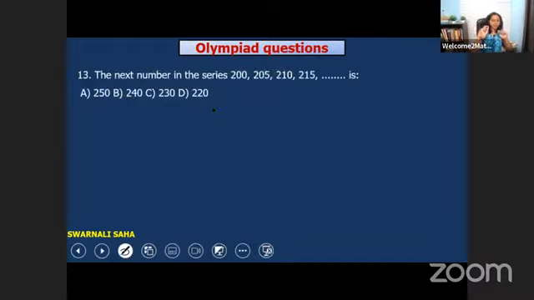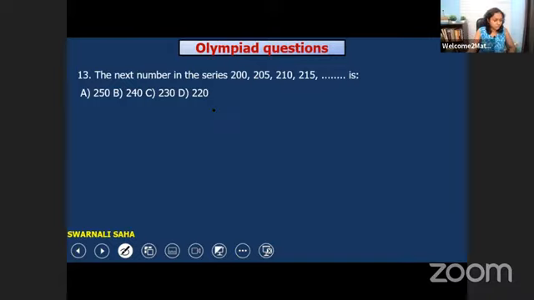And it is a different type of question, because what you have to do is find the next number in the series. You have a number series 200, 205, 210, 215. So after 215, which number will come? That we have to find out only. And we have 4 options. Which would be the right one? That we have to find out.